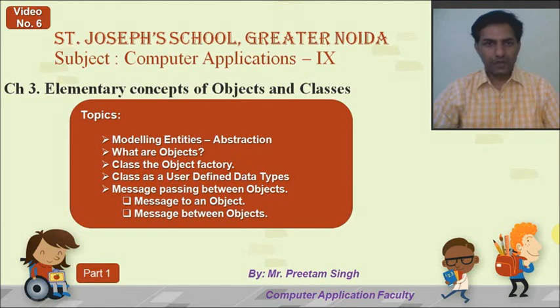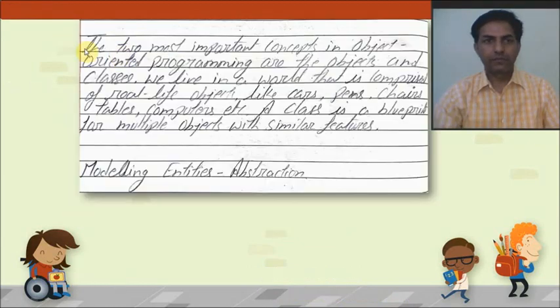Today I am going to start my video number 6, on chapter number 3, elementary concepts of objects and classes. So today's topics are modeling entities, abstraction, what are objects, class, the object factory, class is a user defined type, message passing between objects, by message to an object and by message between the objects.